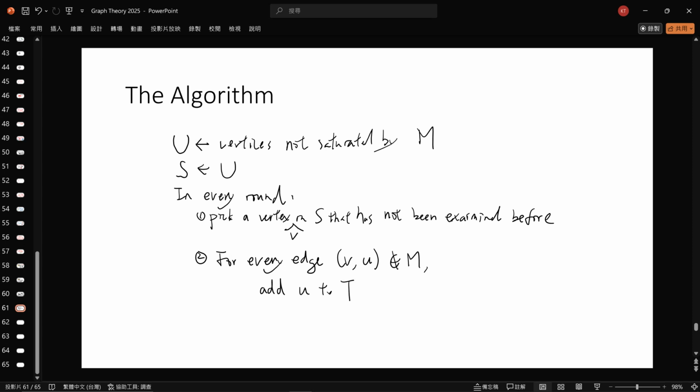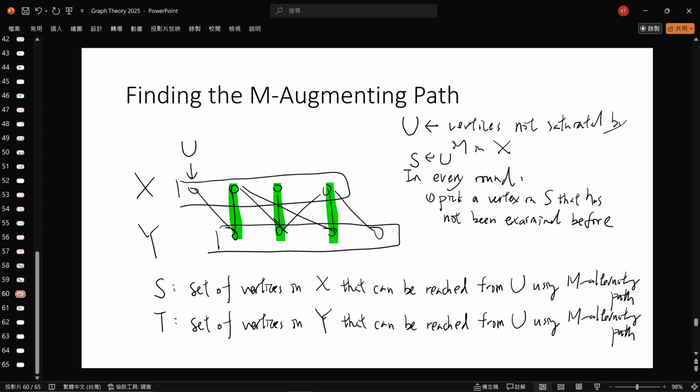Okay. So then we'll consider the going down edges. So this means we do not consider edges in M. We're going to consider edges that are not in the matching and adjacent to the vertex V that we choose. So we consider edges in this form. So we're going downward and add this vertex to T. And then we're going up.